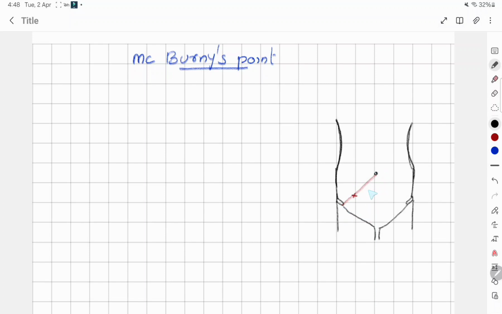You can see this diagram. This is the anterior superior iliac spine, and this is the umbilicus. So we are making a line between this umbilicus and the anterior superior iliac spine. That line is known as the spino-umbilical line.